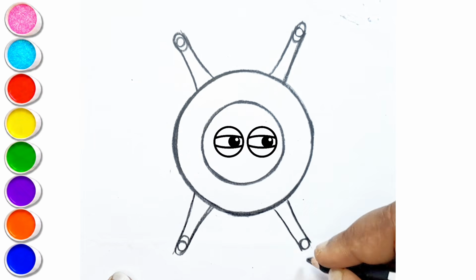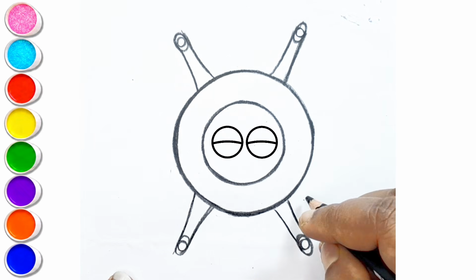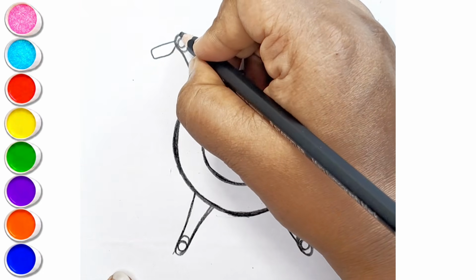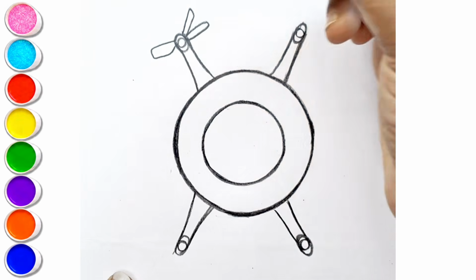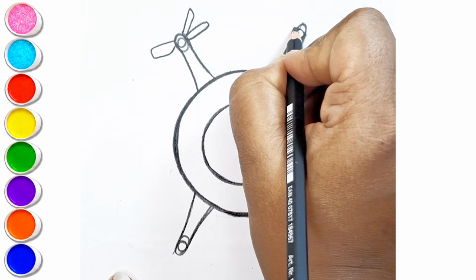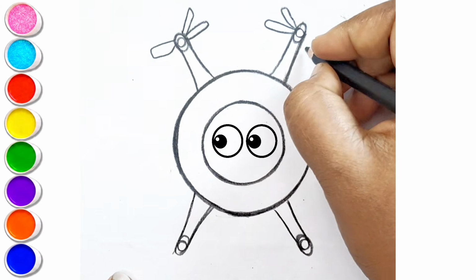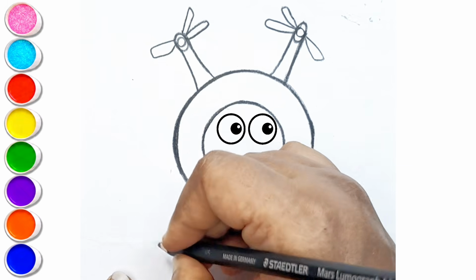This is how our drone's 4 legs are made. Now I will draw 3 wings on each leg of the drone. Look at how I draw. You draw the same way. Now tell me, who saw the drone or who has a drone?